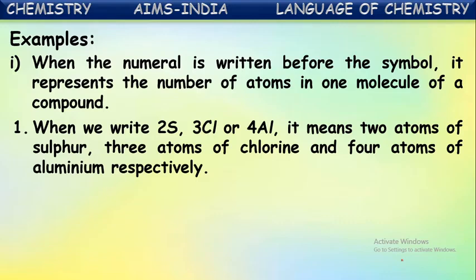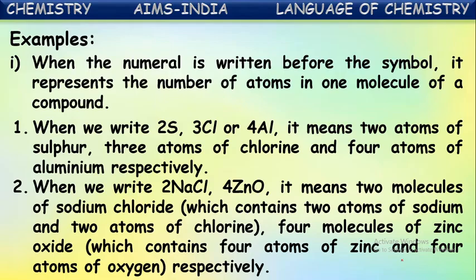If it is 2S, that represents 2 sulfur atoms. If it is 4Al, it means there are 4 aluminium atoms. In the same way, 3Cl represents 3 chlorine atoms.